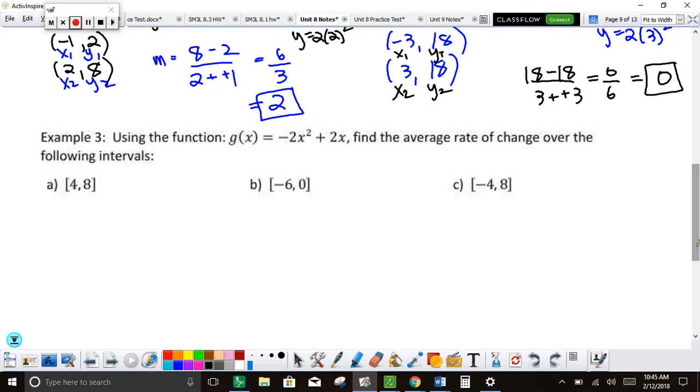Let me show you how to do this on the calculator, which makes finding these points a lot faster. Yes?